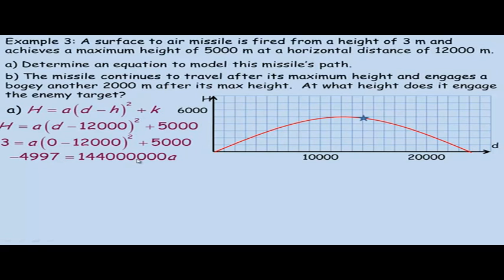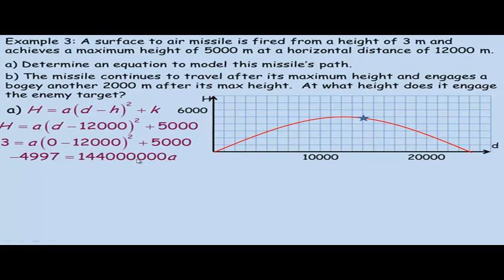The missile continues to travel after its maximum and it engages a bogey, it says 2,000 meters after its maximum height. So the maximum height occurred at 12,000, so this would be at 14,000 meters horizontally. And so we're asked at what height does it hit this enemy target. So we're really asked just to find what the y value is, what the height is there. So we're solving for h, and the d would be 14,000.